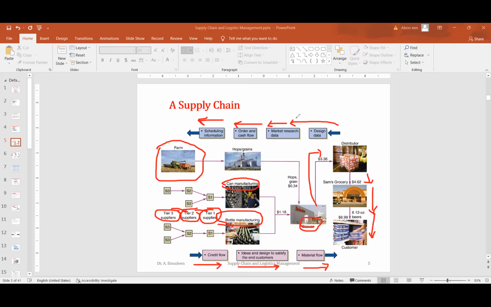And there are various stakeholders, various flows. Later, we are going to look at these various kinds of flows in the supply chain management system. And this is how an actual supply chain management system is working for a business organization. There are various stakeholders involved. Got the idea?